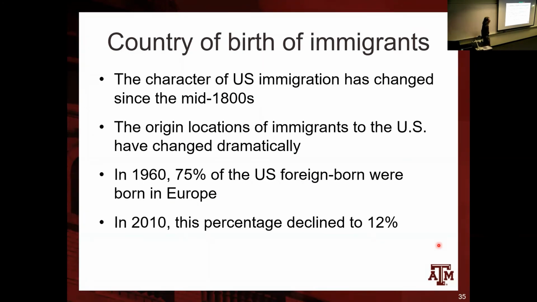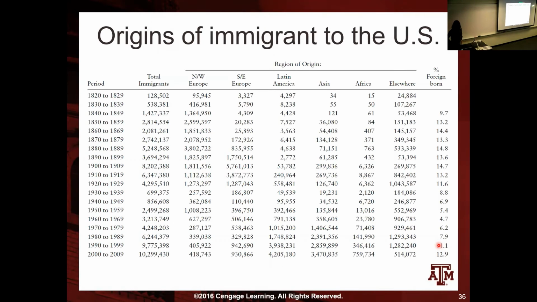The country of birth of immigrants in the US has changed since the mid-1800s. The origin locations of immigrants to the US have changed dramatically. In 1960, 75% of the US foreign-born were born in Europe. And now, in more recent years, in 2010, only 12% of the foreign-born population was born in Europe. And this graph kind of summarizes that.